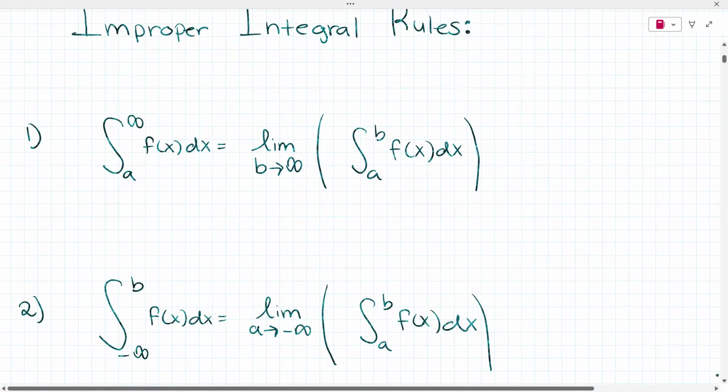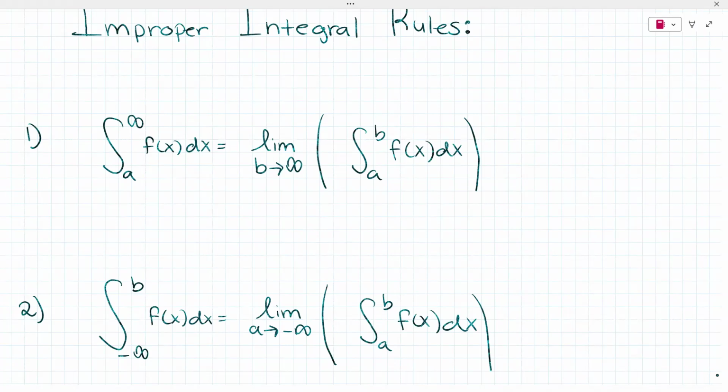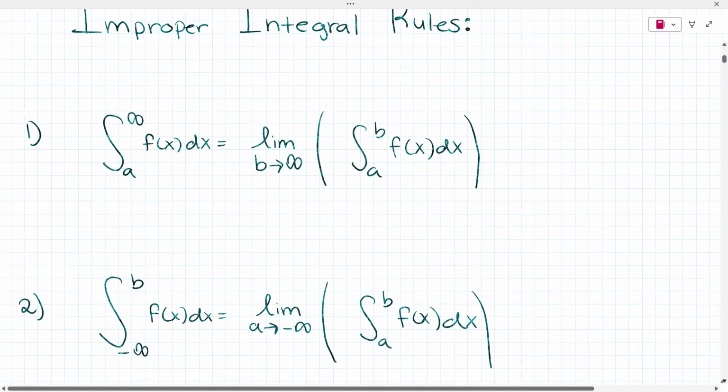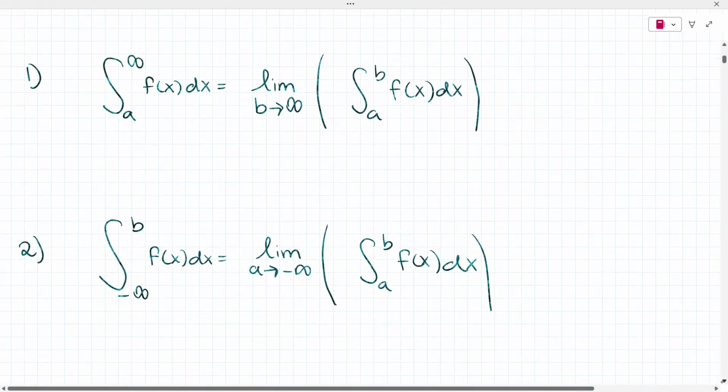And then rule two: if your integral looks like this, where the lower boundary is negative infinity and the upper boundary is a real number, you're going to rewrite it as the limit as a goes to negative infinity of the integral from a to b of f of x dx. Okay, I'll show an example.